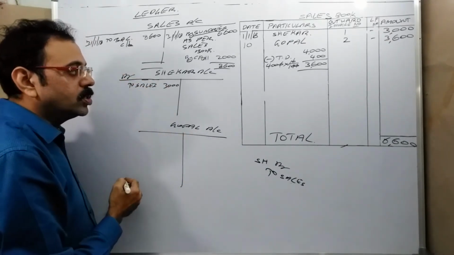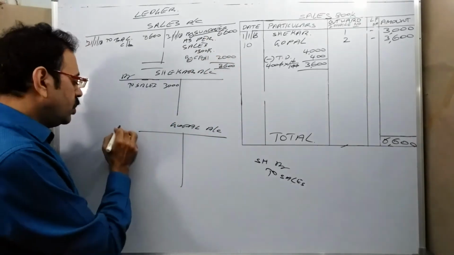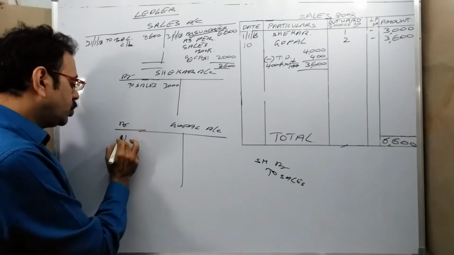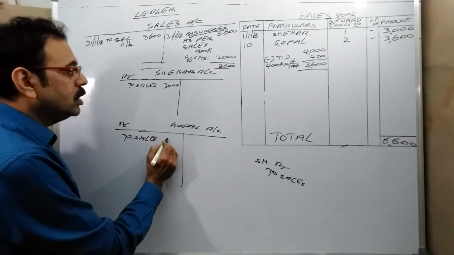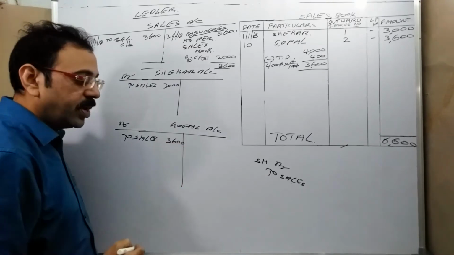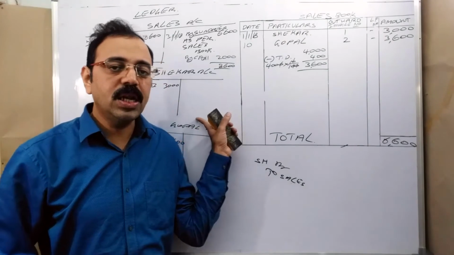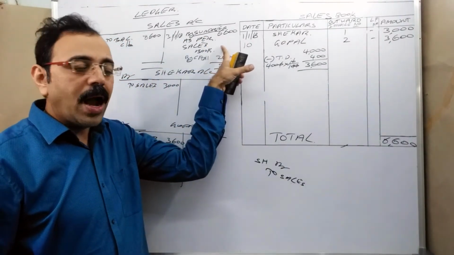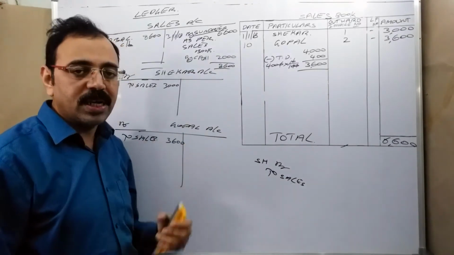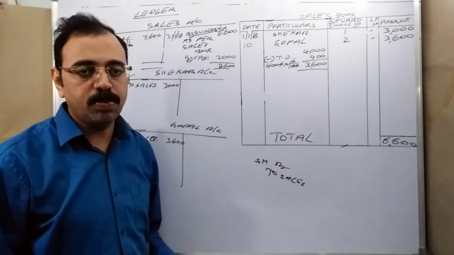Similarly, Gopal account. Gopal account debtor to sales account. Gopal is in debit. Therefore, on the debit side we should write to sales account, and the amount is 3,600. So remember how to post the sales transactions in the ledger: in the sales account on the credit side, and in customer accounts on the debit side. Clear? In this manner we should prepare the sales book.